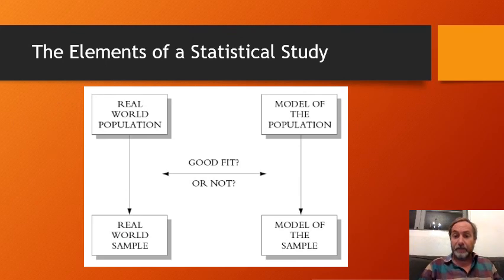And the model of the sample is going to be drawn from the model of the population. So the picture looks something like this. On the left, we've got the real world population from which we draw a real world sample. And then we've got a model of the population from which we draw a model of the sample. And the question is, is there good fit between the model and the real world?